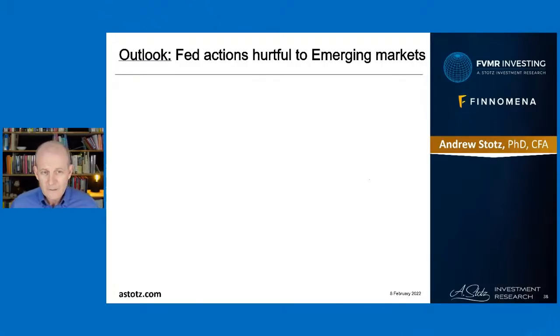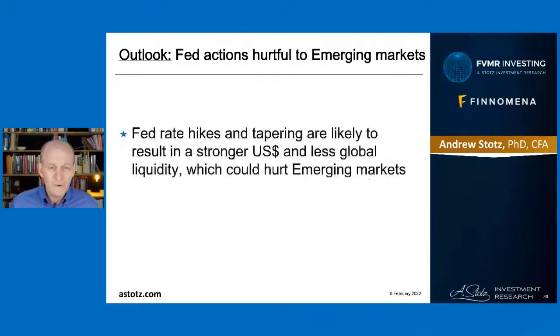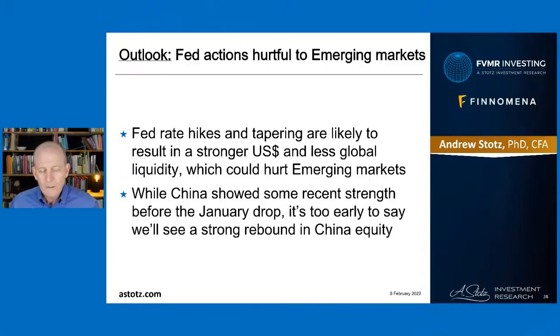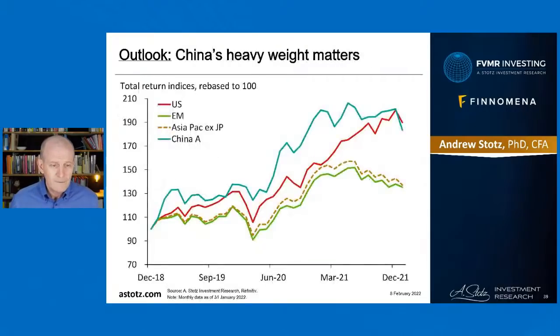Now, the Fed action hurts emerging markets. Fed rate hikes and tapering are likely to result in a stronger US dollar and less global liquidity, which could hurt emerging markets. While China showed some recent strength before the January drop, it's too early to say that we'll see a strong rebound in China equity from my position.